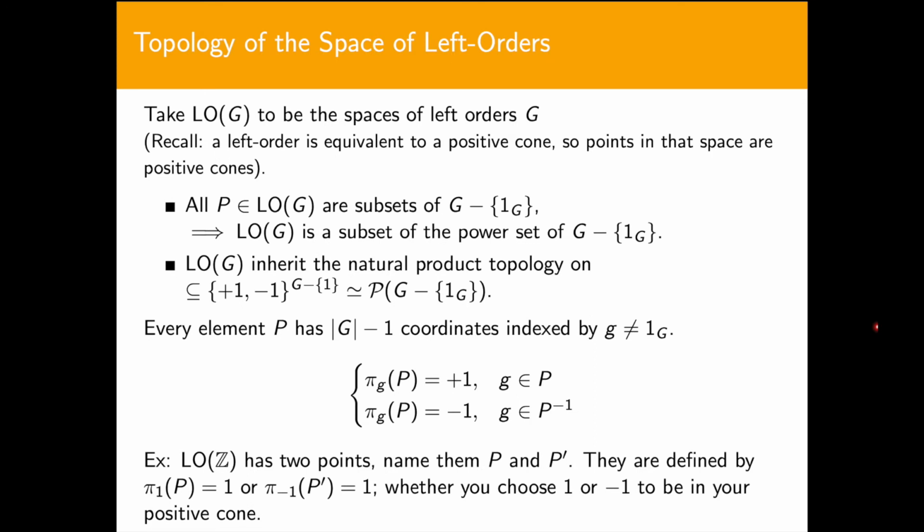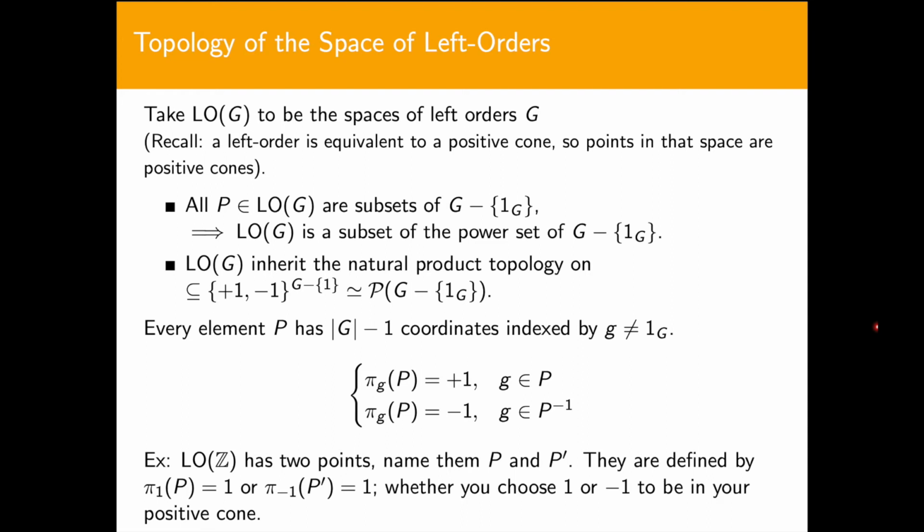So to do that, we need to look at the topology of the space of left orders. So take L(G) to be the space of left orders of G, and recall that a left order is equivalent to a positive cone, so points in L(G) are just all positive cones. So all P in L(G) are positive cones, and thus subsets of G minus 1. And so L(G) is a subset of the power set of G minus the identity. Therefore, L(G) inherits the natural topology on {+1, -1}^(G minus 1), right? Because this is homeomorphic to the power set of G minus 1.